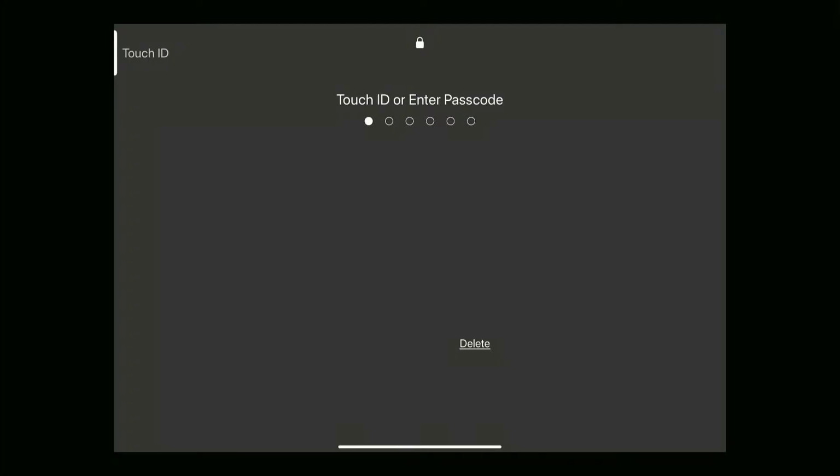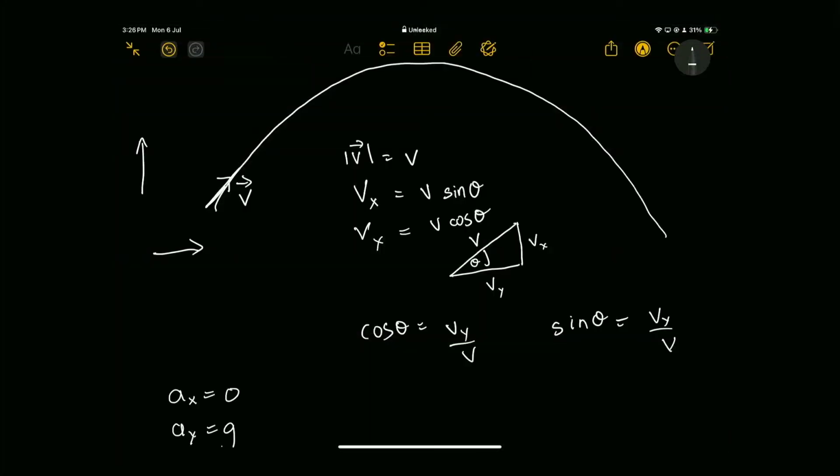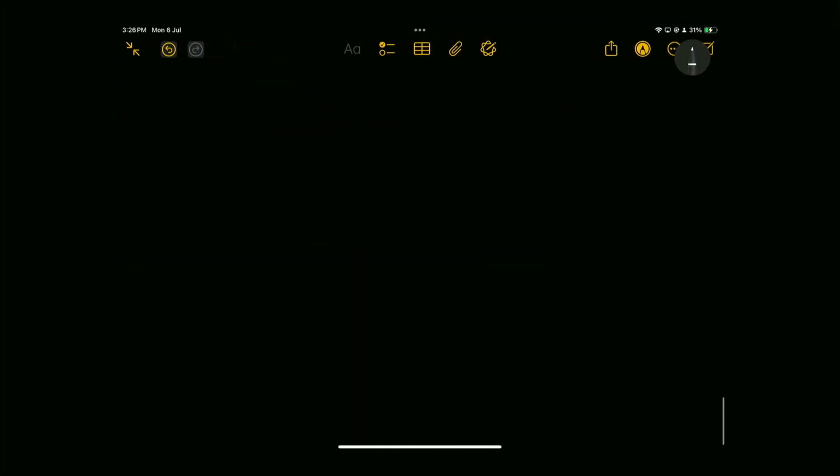Right? Now, Newton's second law of motion talks about the rate of change of momentum, right? So what is momentum? Right. Momentum of an object is equal to its mass times its velocity.